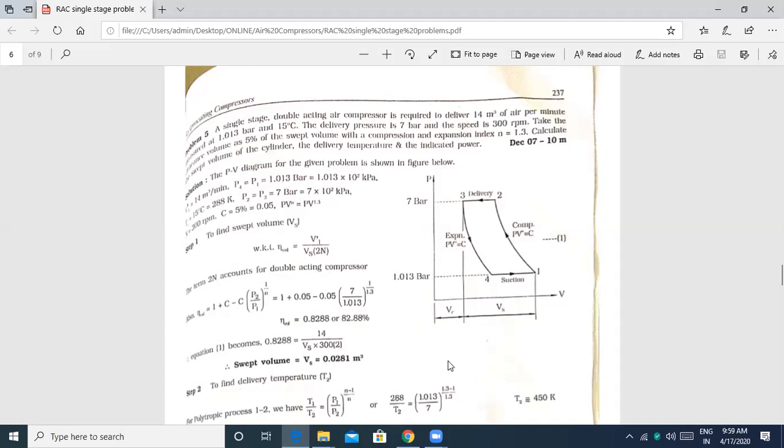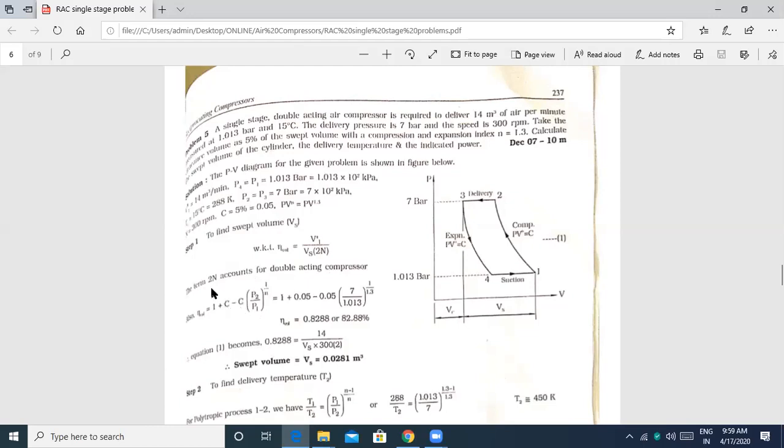Okay, and I derived one formula to find the volumetric efficiency. That is 1 plus C minus C times (P2 by P1) to the power of 1 by N, where C is the clearance ratio. The clearance ratio is 5 divided by 100, equal to 5%, which means you have to take 0.05.